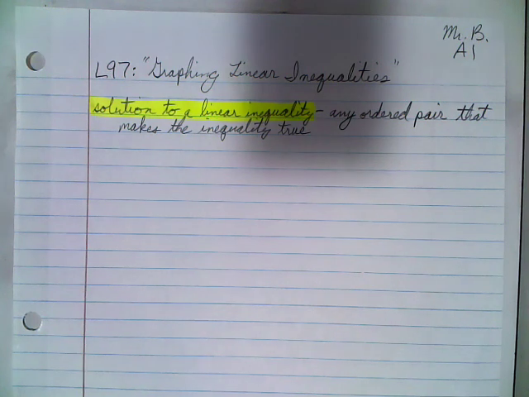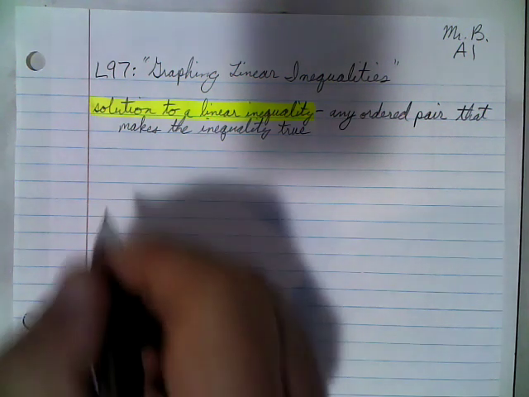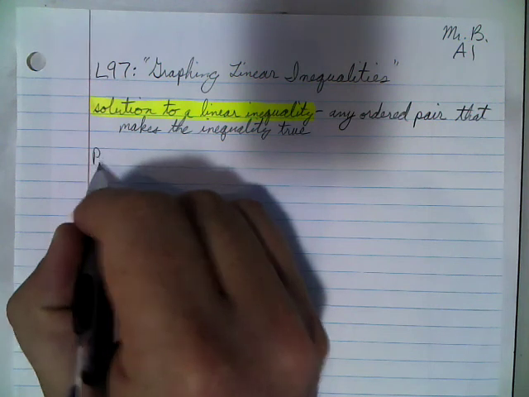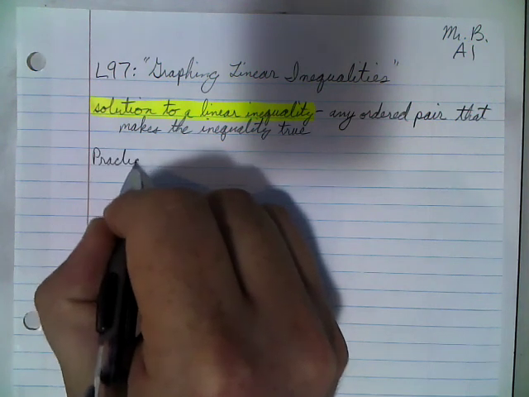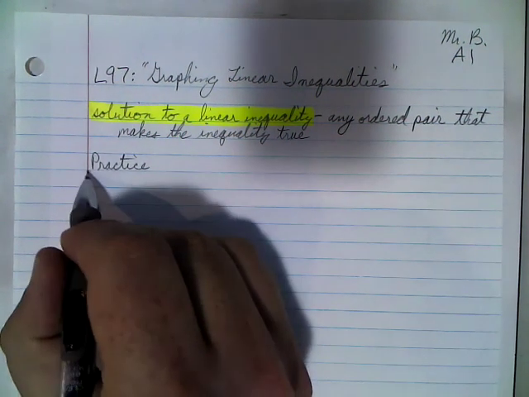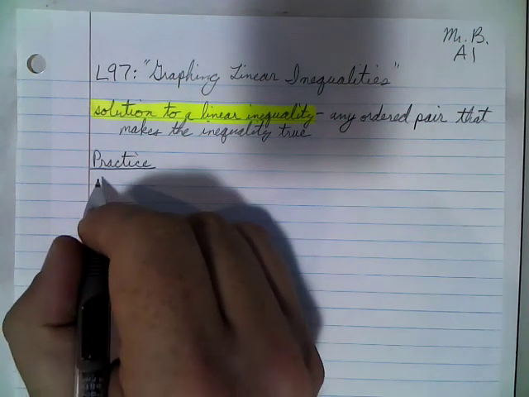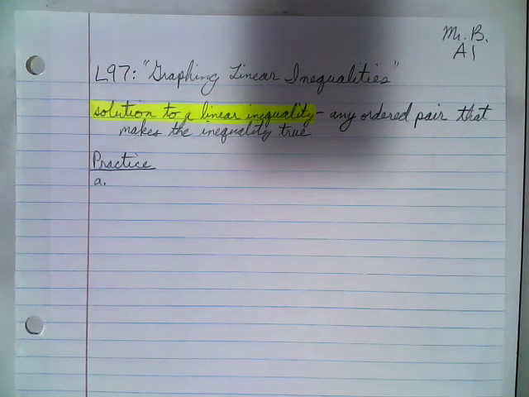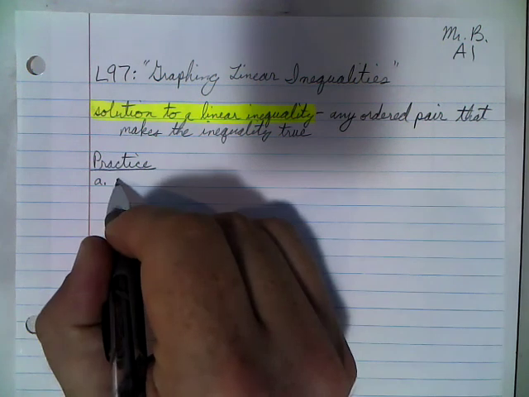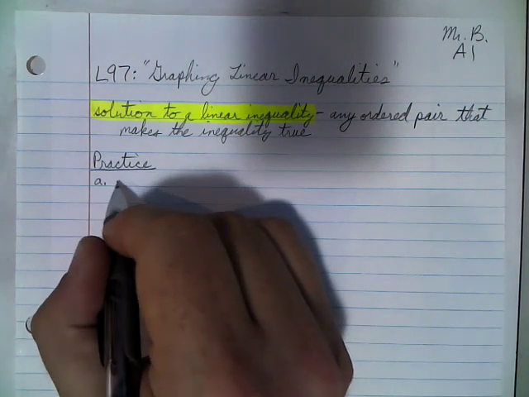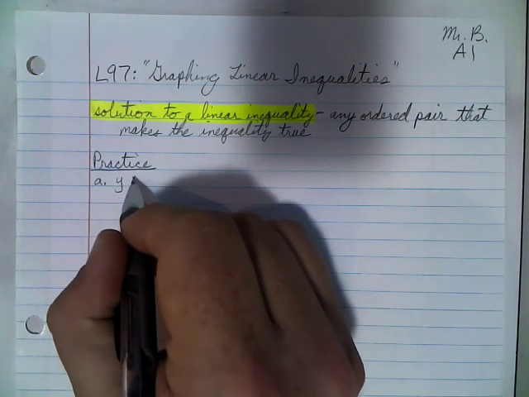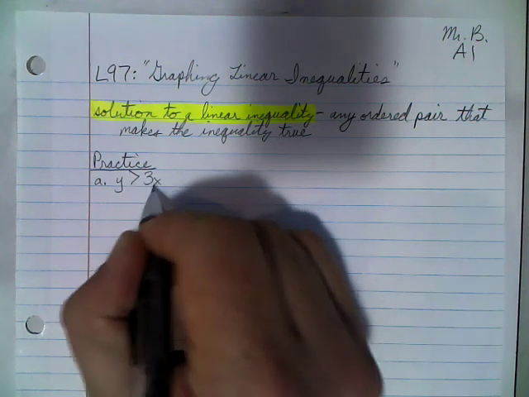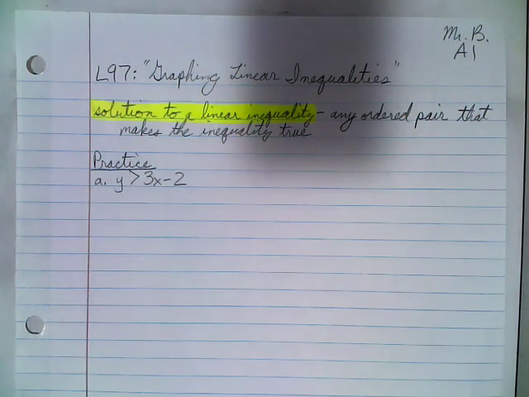So ladies and gentlemen, to help us out with this today, we are going to go ahead and take a look at the practice problems from the book. So if you'd please write practice. And we're going to start with letter A. So letter A says, determine if each ordered pair is a solution to the given inequality. And so in our work, I'm going to ask you to start by copying down the inequality. So y is greater than 3x minus 2. So you'll do that in the homework.